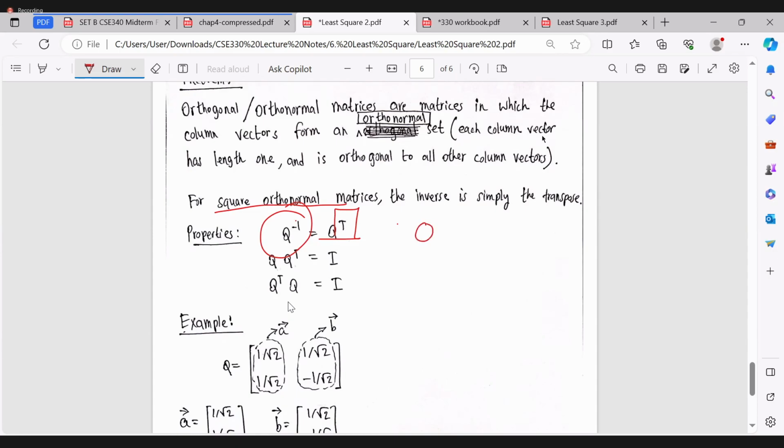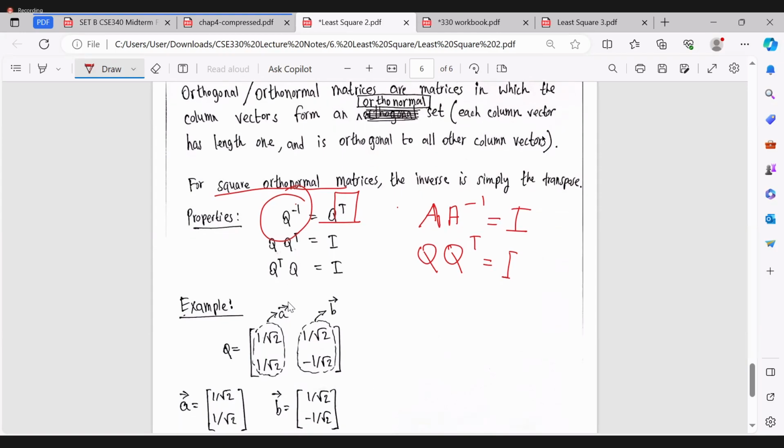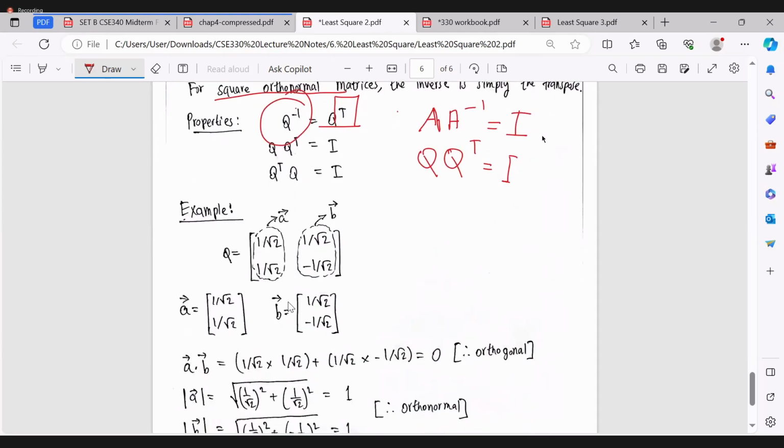We also know this: suppose there is a matrix A, and if you multiply it with its inverse, you get an identity matrix. And for Q, this inverse is simply the transpose. So you get the I matrix back, that means the identity matrix. What is an identity matrix? Identity matrix means all the values in the principal diagonal will be 1.